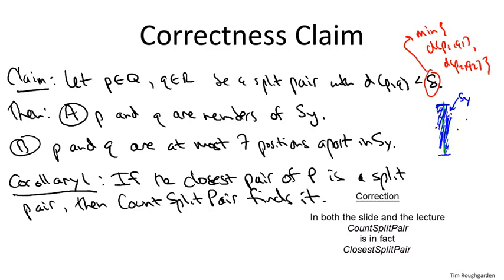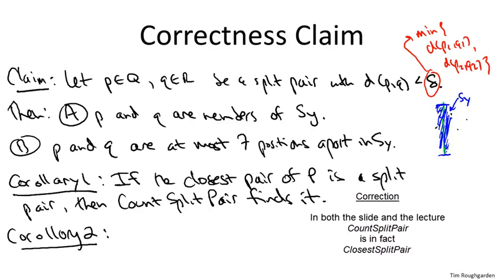Now, what's the content of the claim? Well, the claim is guaranteeing that every potentially interesting split pair of points, namely every split pair of points with distance less than delta, meets both of the criteria which are necessary to be examined by the count split pair subroutine. First of all, and this is the content of part A, if you have an interesting split pair of points with distance less than delta, then they'll both survive the filtering step. They'll both make it into the array SY. Part B says they're almost adjacent in SY. So if you have an interesting split pair of points, meaning it has distance less than delta, then they will in fact be at most 7 positions apart. Therefore, count split pair will examine all such split pairs, all split pairs with distance less than delta, and just by construction it will compute the closest pair of all of them.